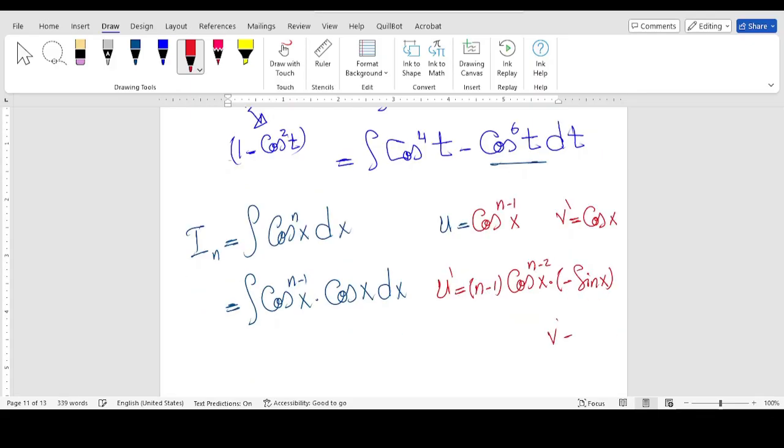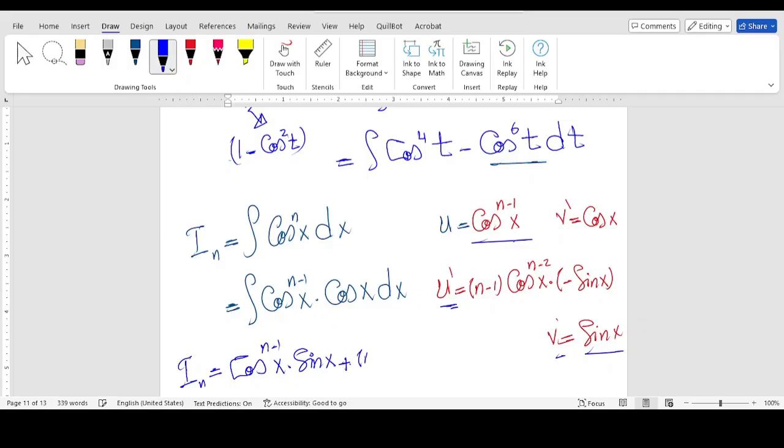So V is the integration of cosine, this sine x. Then the integration In will be u times v, which is cosine to the power n minus 1 x times sine x, minus the integration of u dash times v. Minus negative, negative, it's positive. Here we have n minus 1 times the integration of cosine to the power n minus 2x times sine to the power 2x dx.